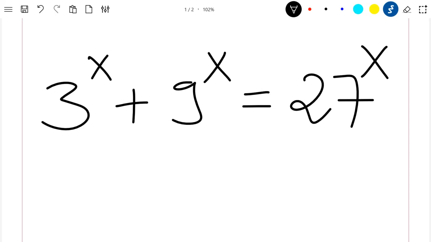Today we are going to solve this awesome equation. So we have 3^x + 9^x = 27^x.